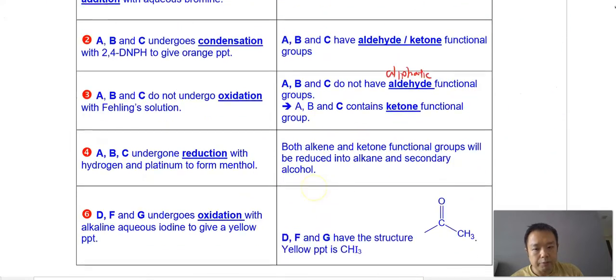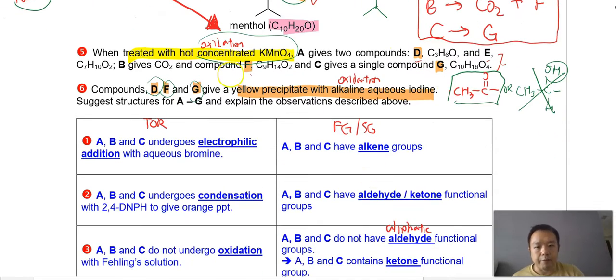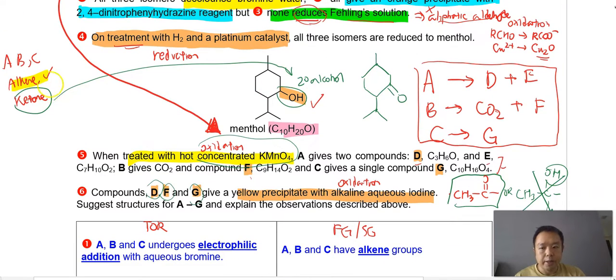Now with this, we can look at number 5, which is useful for us to know where the position of the double bond is. Now let's take a look at 5. When treated with hot concentrated KMnO4, the focus, as I mentioned, is the alkene. The C=C double bond will break, and then we'll get different products. So you can see, in this case, A breaks into D and E as 2 fragments. B gives CO2 and F, and C gives only one compound, G.